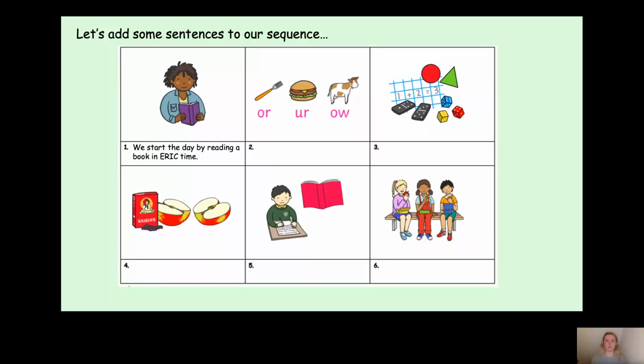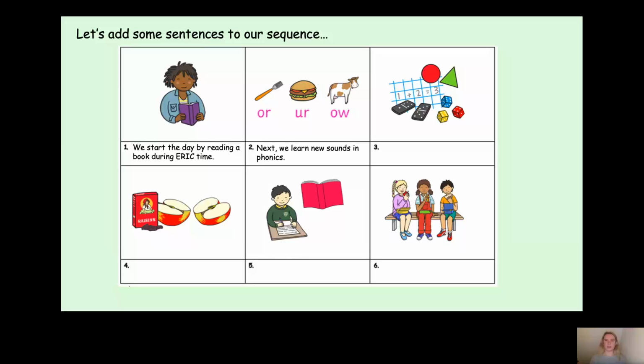Brilliant. Now, number two, remember when we did our explanation text, we used adverbs of time like after, next, then, finally. Now, in your next sentence, I want you to include one of those. So pause the video and think of your sentence for phonics. Okay, have you finished thinking of your sentence? Brilliant. Do you want to see what I wrote? I put, next, we learn new sounds in phonics. So I've used the adverb of time next at the beginning of my sentence. Did you use an adverb of time too?